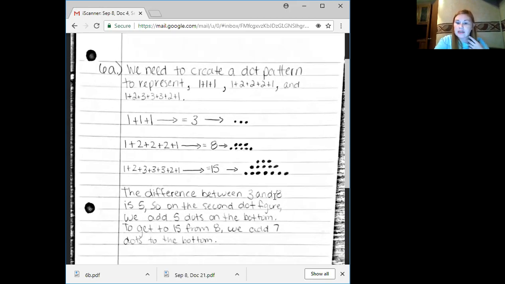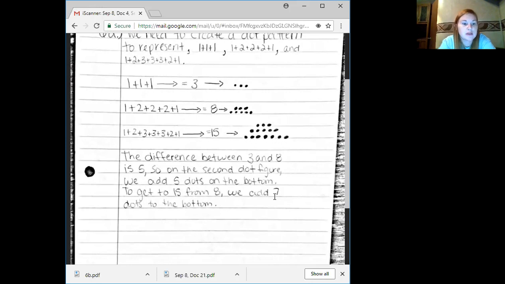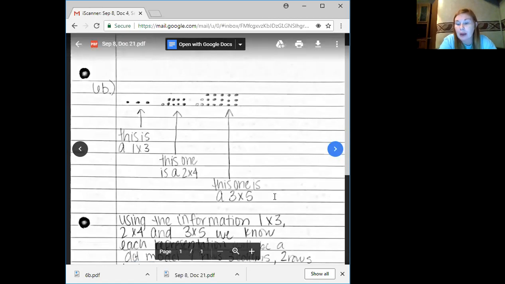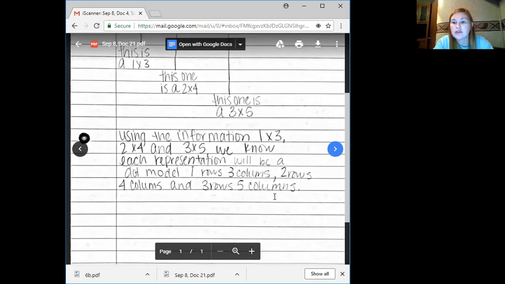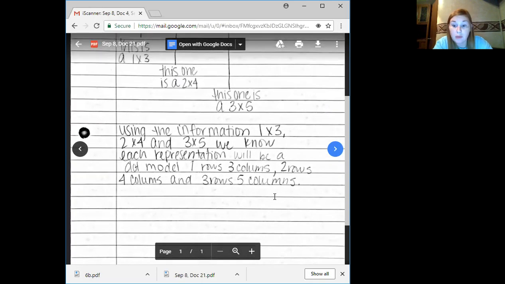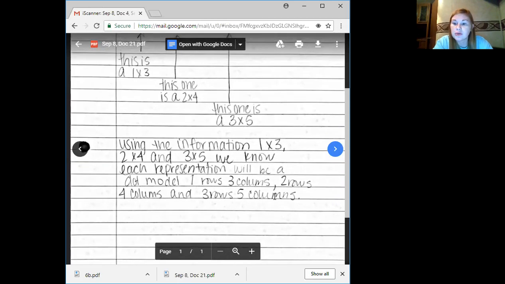And then it says here that we notice that the 1 plus 1 plus 1 equals 1 by 3, and so on. So we're going to show how the dots in a representation of a trapezoidal number can be rearranged into a rectangle with 2 more columns than rows. So if we look here at the next page, it shows, I made another example here, the 1 by 3, and then 2 by 4, and 3 by 5. So using the information 1 by 3, 2 by 4, and 3 by 5, we know each representation will be a dot model, 1 row, 3 columns, 2 rows, 4 columns, and 3 rows, 5 columns.